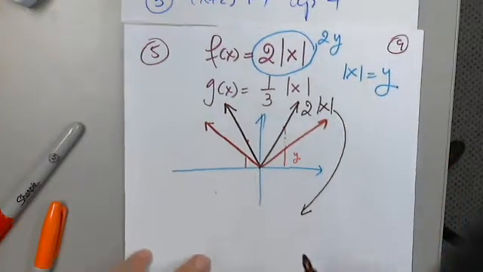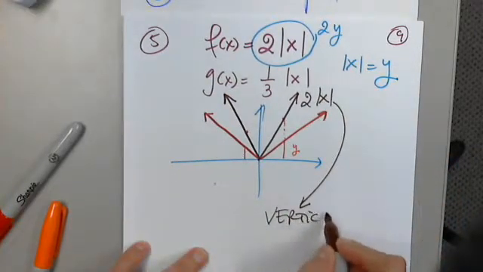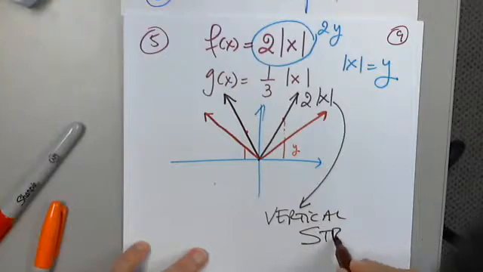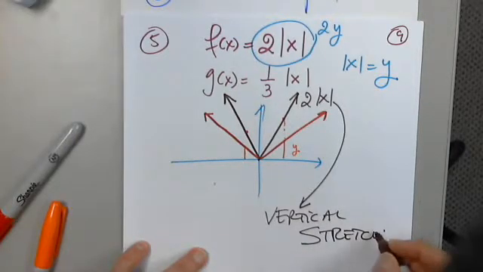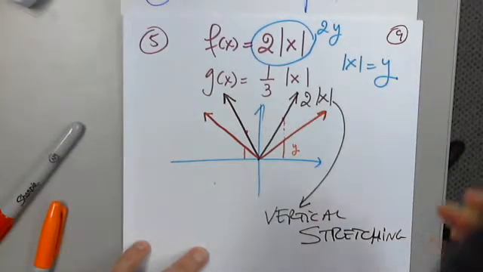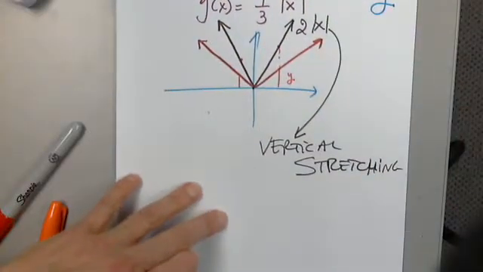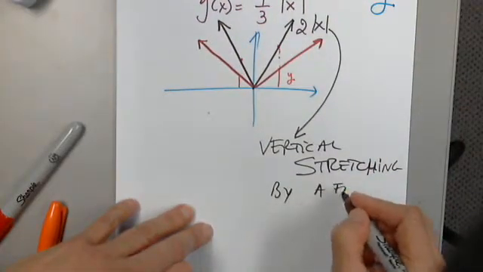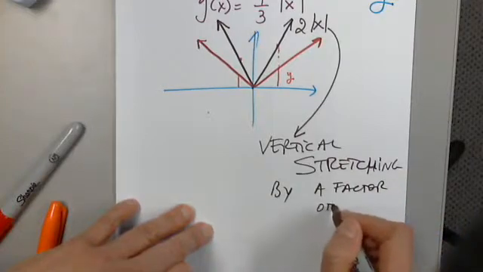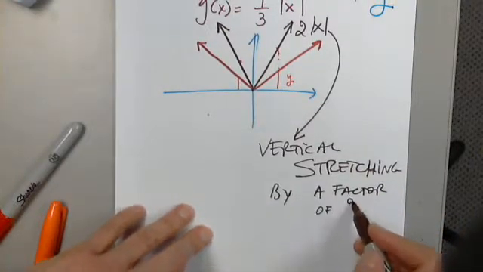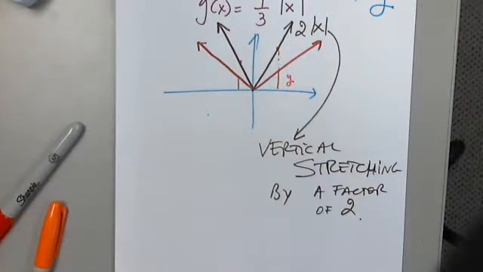This is called a vertical stretching of the graph by a factor of 2. Awesome. So if it's greater than 1, it's vertical stretching; if less than 1, it's vertical shrinking. That's a polynomial. It's pretty much the same thing. You will see when we get to number 6.